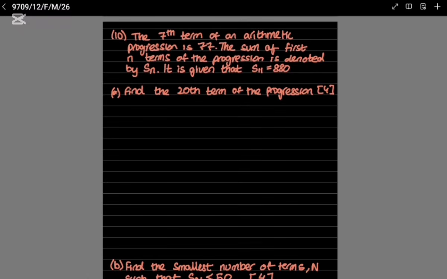Question number 10. The seventh term of an arithmetic progression is 77. The sum of the first n terms of the progression is denoted by Sn. It is given that S11 is equal to 880. Part A. Find the 20th term of the progression.